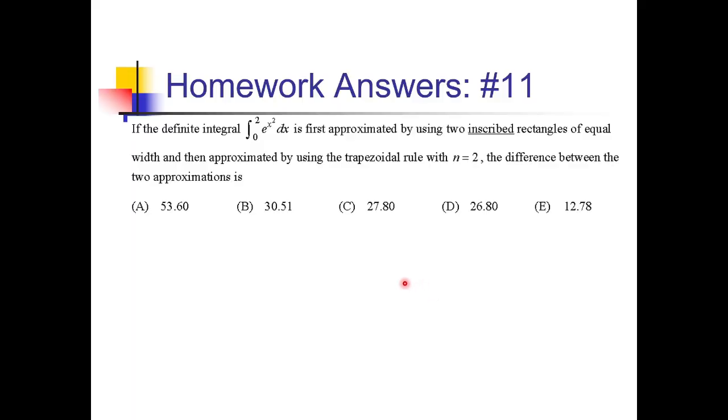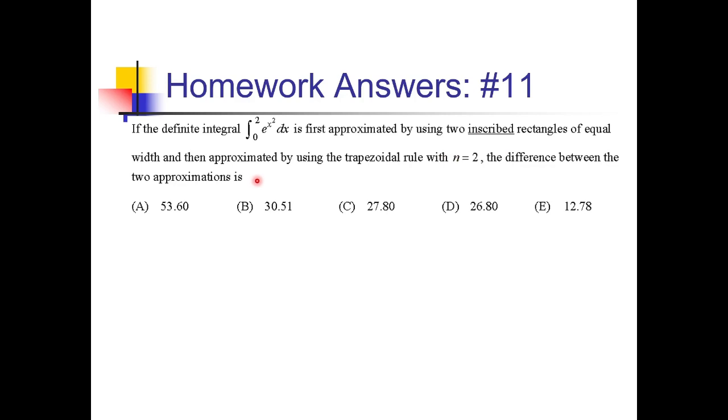For this problem, they're saying the definite integral from 0 to 2 of e to the x squared dx is first approximated using two inscribed rectangles of equal width, and then approximated using the trapezoidal rule with n equals 2, so two trapezoids. They want to know the difference between those two approximations.